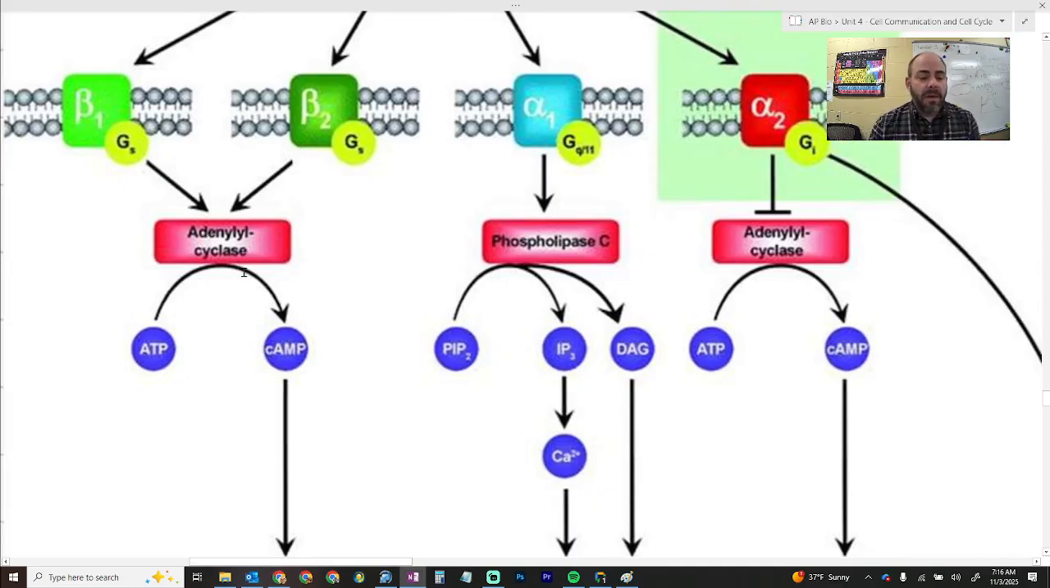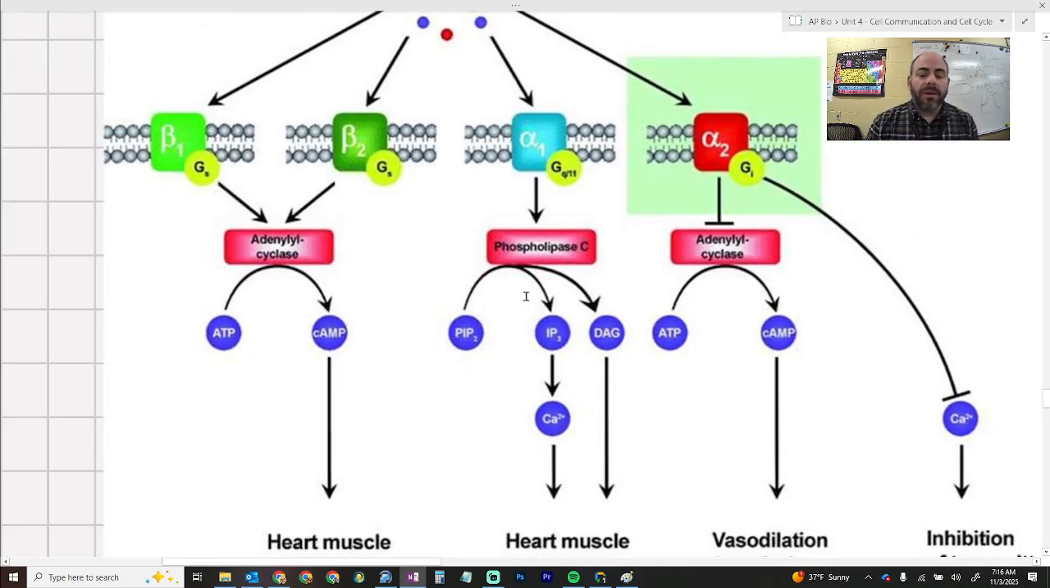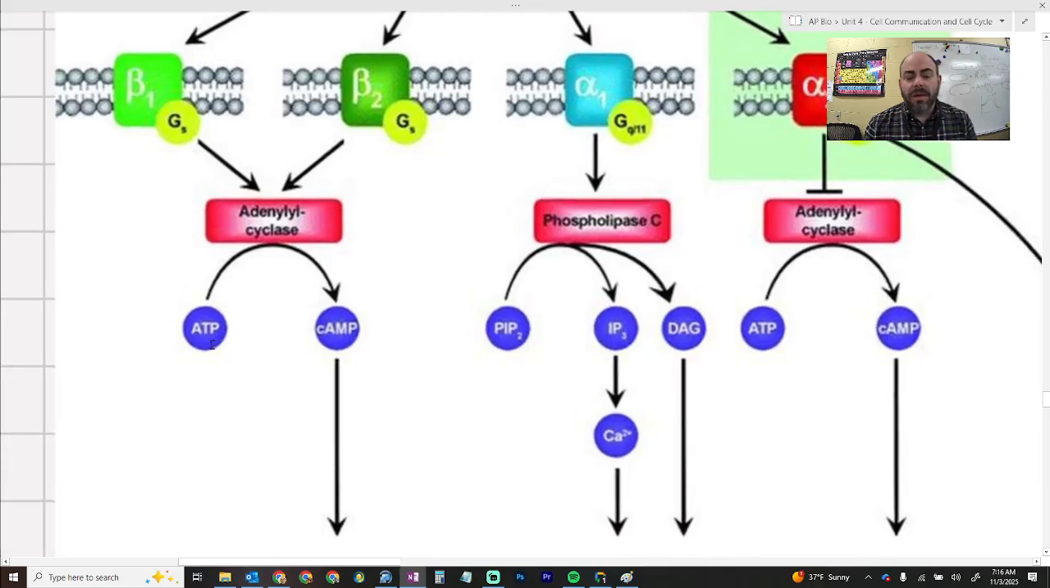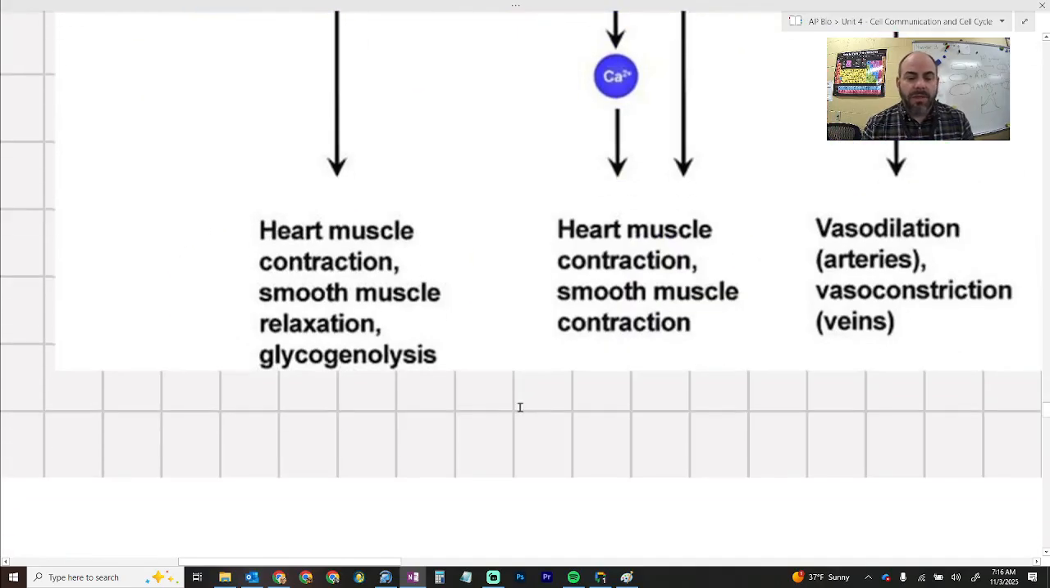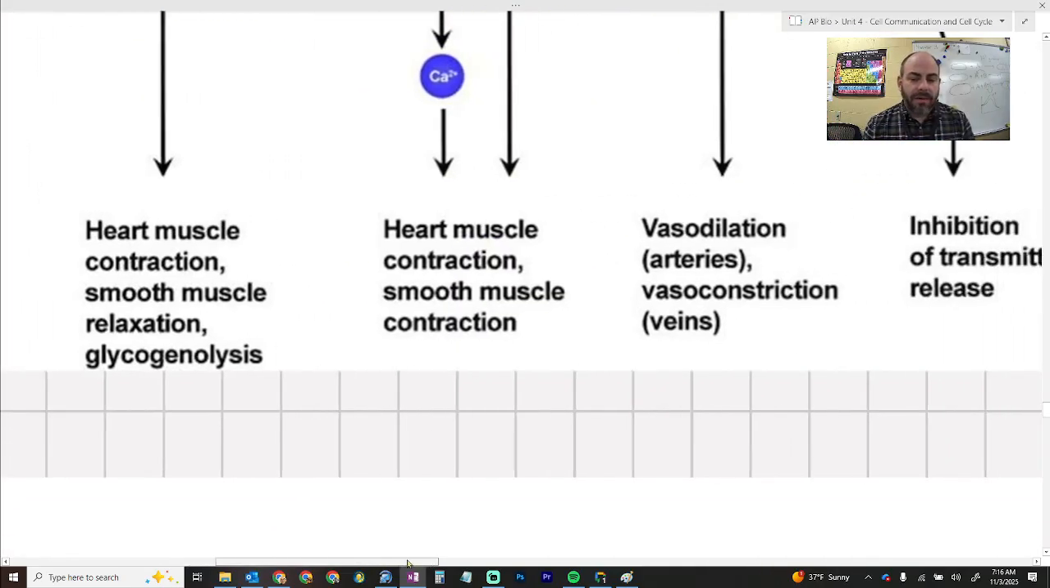And here you have adenylyl cyclase, you have phospholipase C. I don't know what those things are. Well, I do, but you don't need to know exactly what they are. And then they trigger something else, right, which is going to then trigger some sort of cellular response.